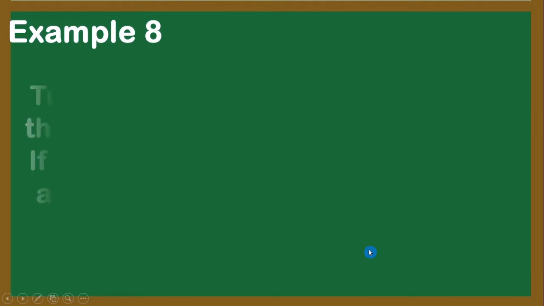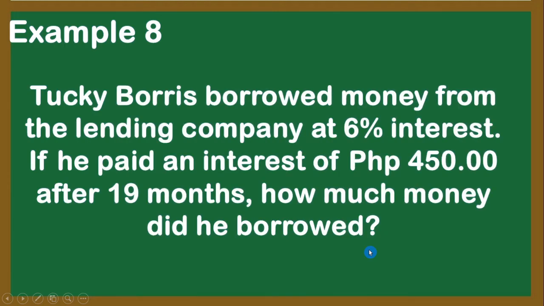Now let us have other examples or exercises. Taki Boris borrowed money from the lending company at 6% interest. If he paid an interest of 450 pesos after 19 months, how much money did he borrow?